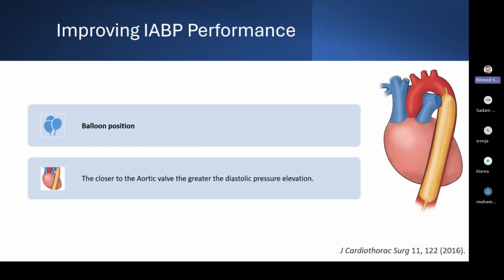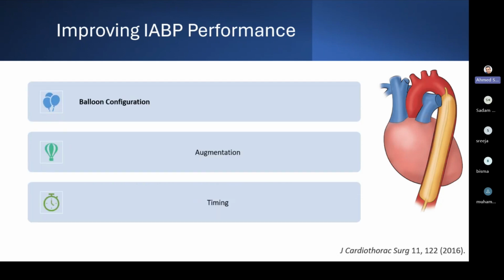And if the balloon migrated downward more, this will lead to suboptimal performance of the intra-aortic balloon. And factors like balloon configuration, which is related to the augmentation. The augmentation percentage might affect the IABP performance. If you are setting the augmentation percentage at like 70%, the diastolic augmentation will be less.